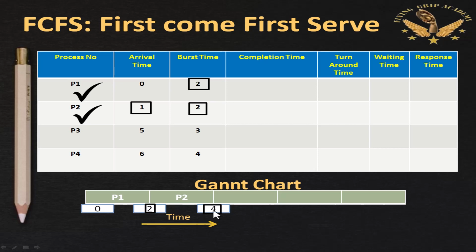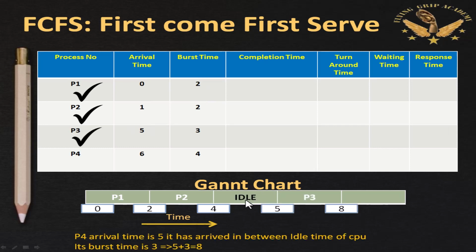Now P3 has arrived at time 5. It means the process will remain idle. Next, P3 comes to execute its task. At 5, P3 has arrived in order to complete the task. It is going to take a time period of 3. So 5 plus 3 is equal to 8. Likewise, P3 has completed its execution at 8.